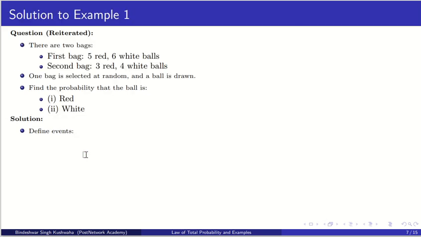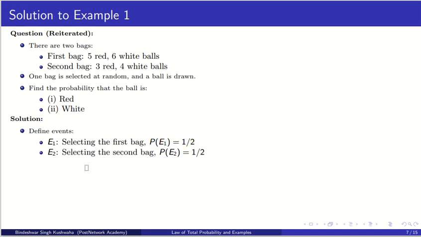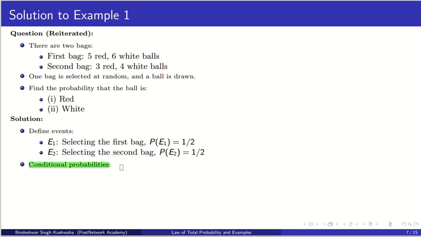So see that first of all we select a bag. There are two bags, so the probability of event E1 is 1 upon 2. In the same way, the probability of event E2, that means selecting the second bag, is also 1 upon 2. And for the conditional probabilities, P(red ball given E1) is 5 upon 11. From here you can see that in the first bag, that means E1, the probability of red is 5 upon 11.